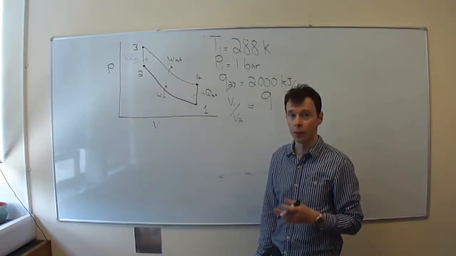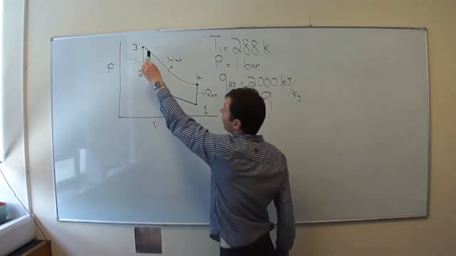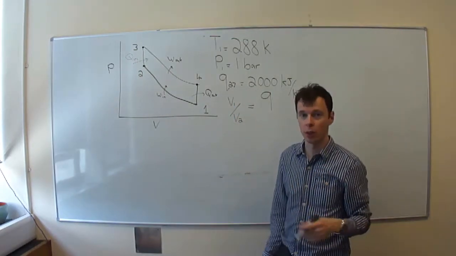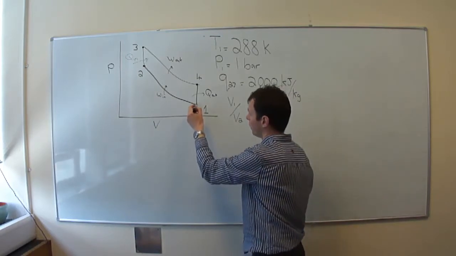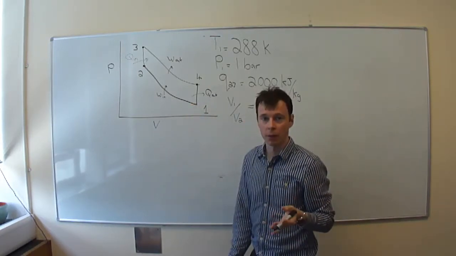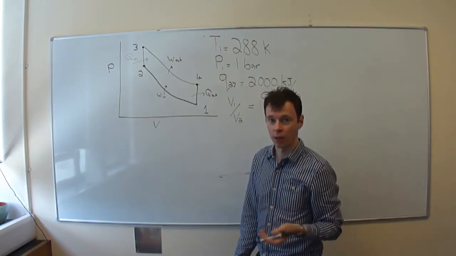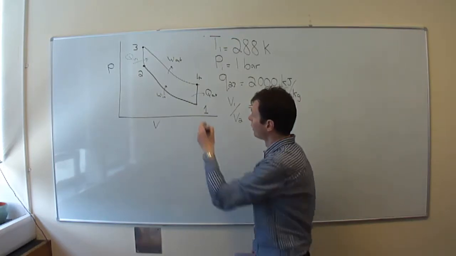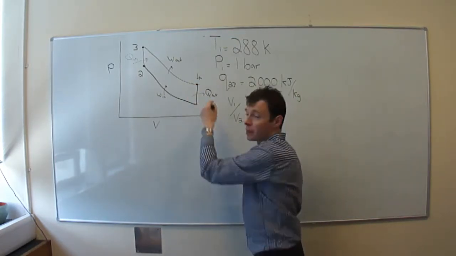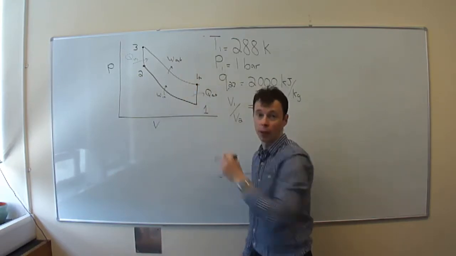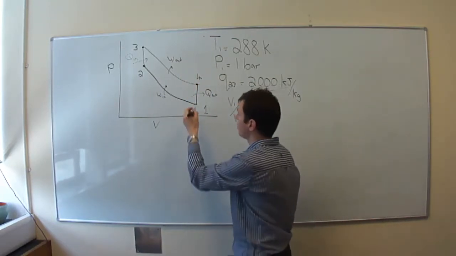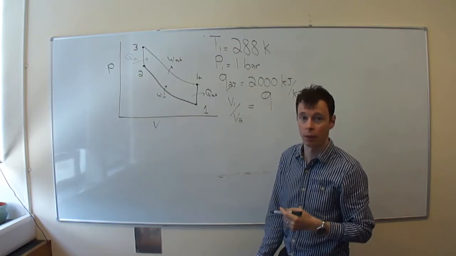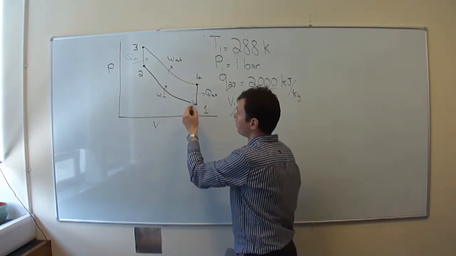For part B, we need to find the pressure at point 3, up here. There are 2 methods we're going to use. The first method is using the ideal gas law equation, PV equals RT, to find properties of state at a point. And the second one is to use the process equations to be able to move from one point to another.